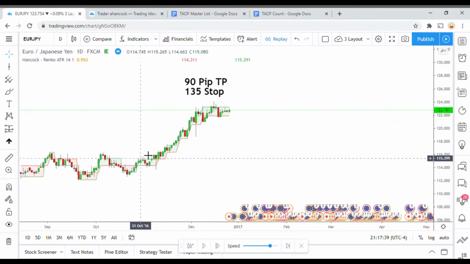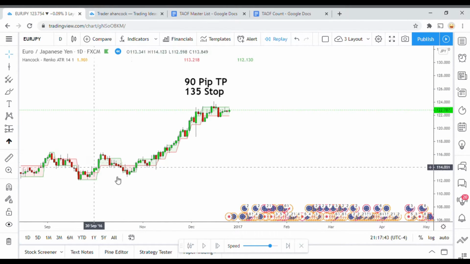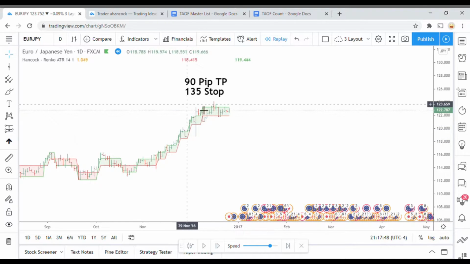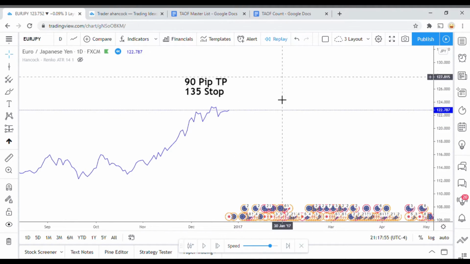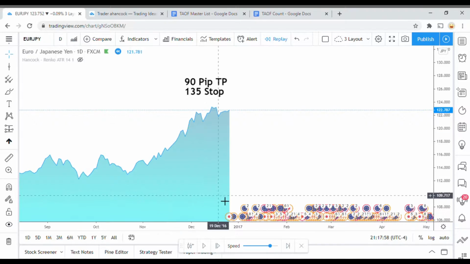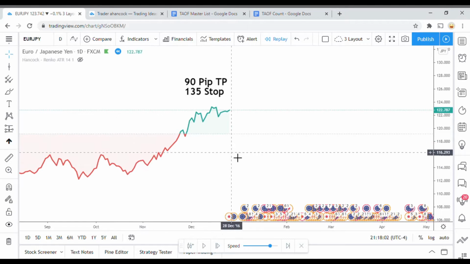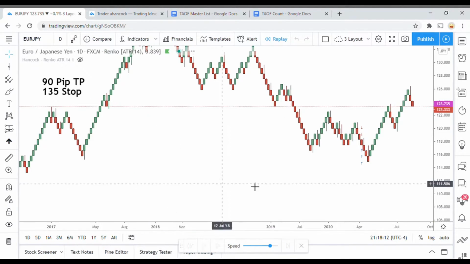Now, again, if you're new to this and you have never heard of this before, there are different ways of plotting this price on a chart. You can do bars. Here is a bar chart. There are lines. You can do a line chart. You can do an area chart. You can do a baseline chart. And then you can also do a Renko chart.